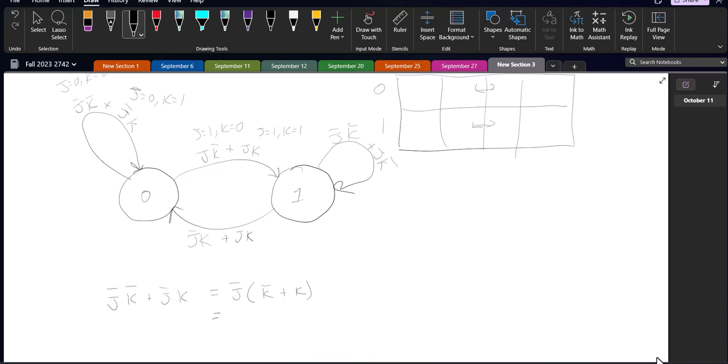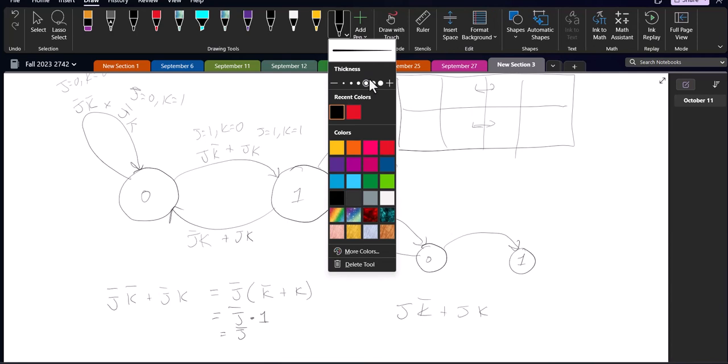And so this is j bar and 1. What is anything and 1? Itself. Yeah. So this is j bar. Okay. Now, so in my simplified one, I have j bar. Okay. Now let's look at the transition from j k bar. So I've got j k bar plus j k. Can y'all look at that, and by making a comparison to what we did on the first one, figure out what that one would be? It's just j. Yep.